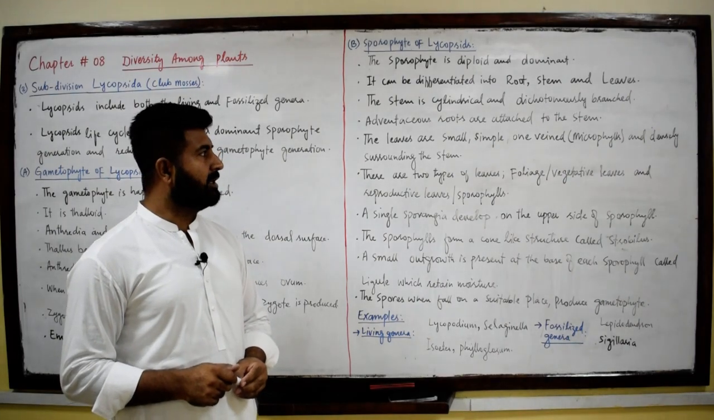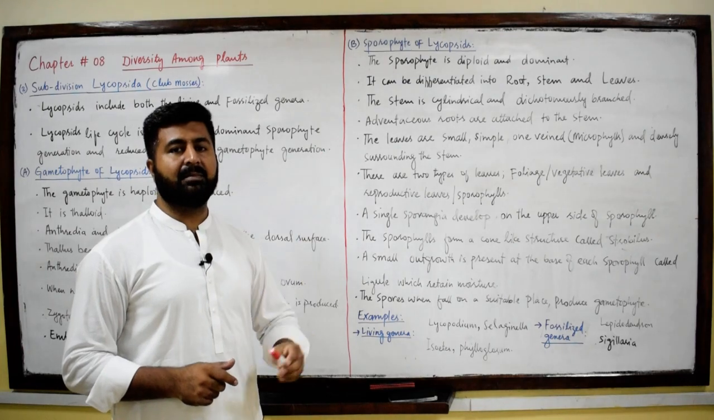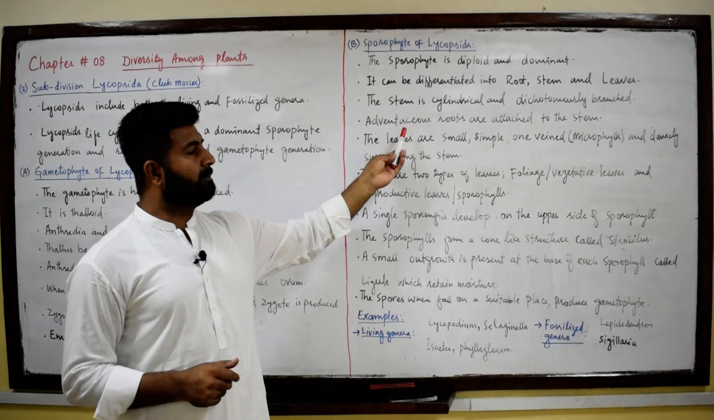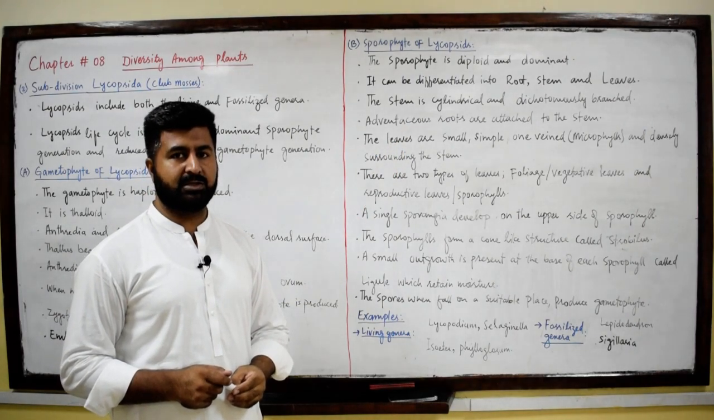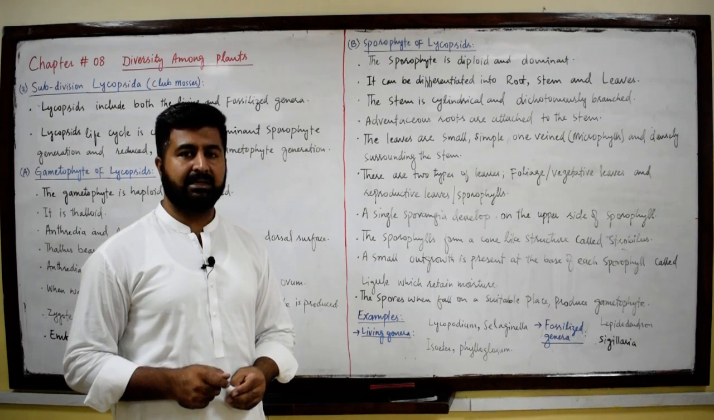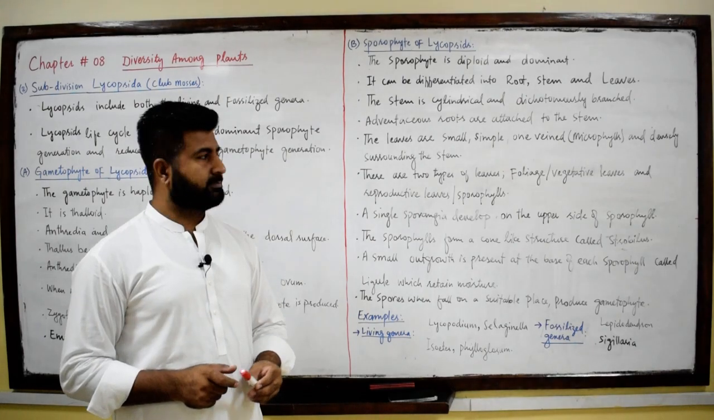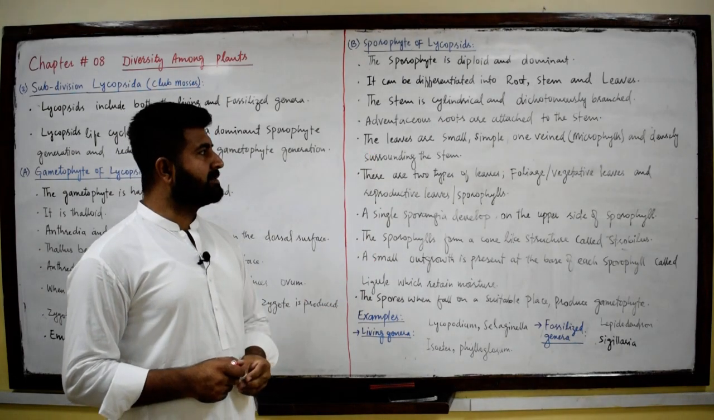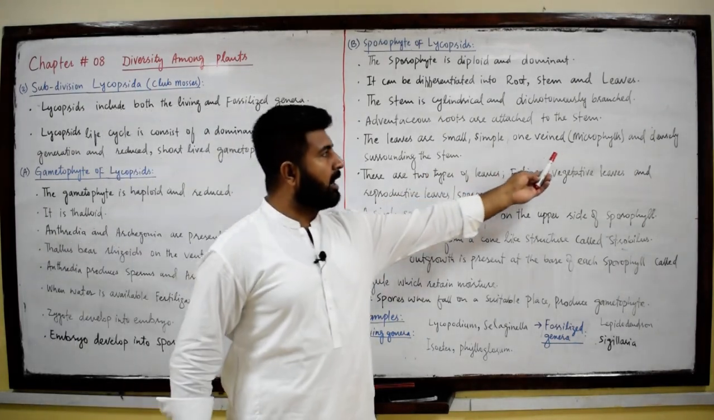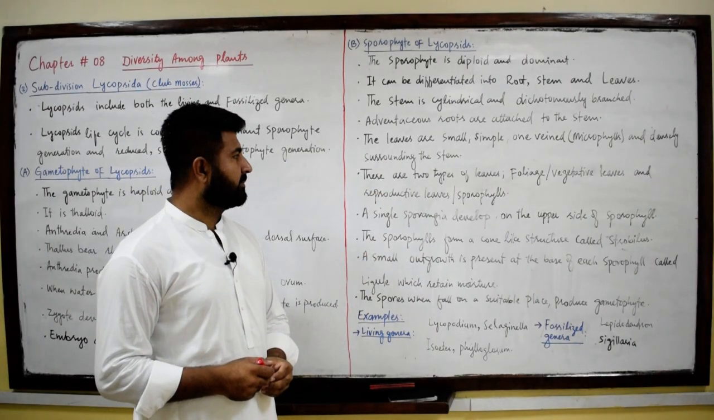So all those tracheophytes which are produced from the gametophyte embryo produce adventitious roots, while those plants which are produced from seeds produce taproot. The leaves are small, simple, one-veined. They are called microphylls and densely surround the stem.